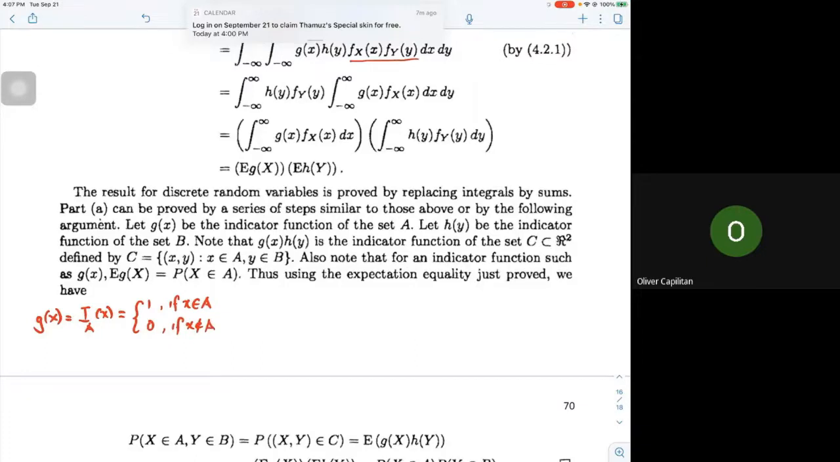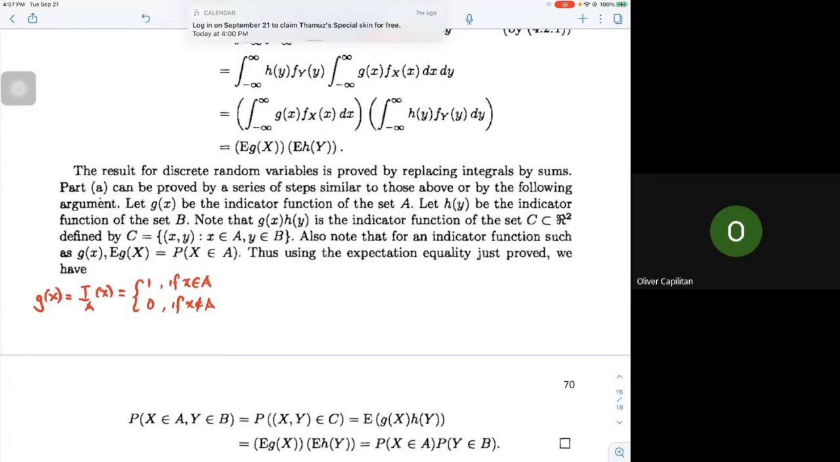And then we have also h of y be an indicator function of set B. So we have here h of y, an indicator function on set B. Again, this is equal to 1 if y is an element of B, then 0 if y is not in B. And then we have also the product g of x, h of y is an indicator function of a set C, which is a subset of the Cartesian plane, R squared, where we define C here to be the set of all ordered pairs xy such that x is an element of A, and then y is an element of B. Somehow, this set C is the Cartesian product of these two sets, A and B. We have here set C.